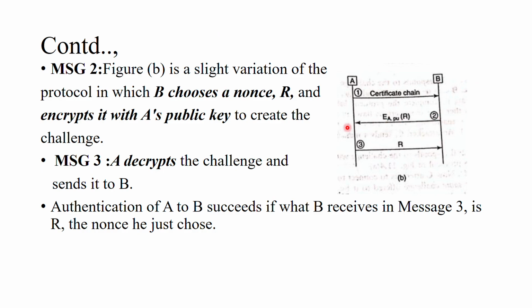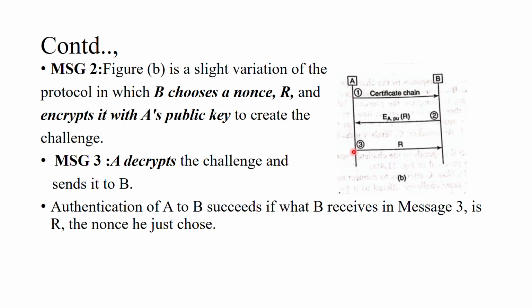Instead of sending that nonce directly, you are encrypting the nonce with the help of the public key of A. E means encryption, and you are encrypting using PU. PU means the public key of which entity? Entity A. As I told earlier, A's public key is known by B also. That public key is available in your certificate. In the certificate chain you sent to B, you have the public key of A, so B will access that public key. After accessing it, B generates a nonce, encrypts it, and sends it to A.